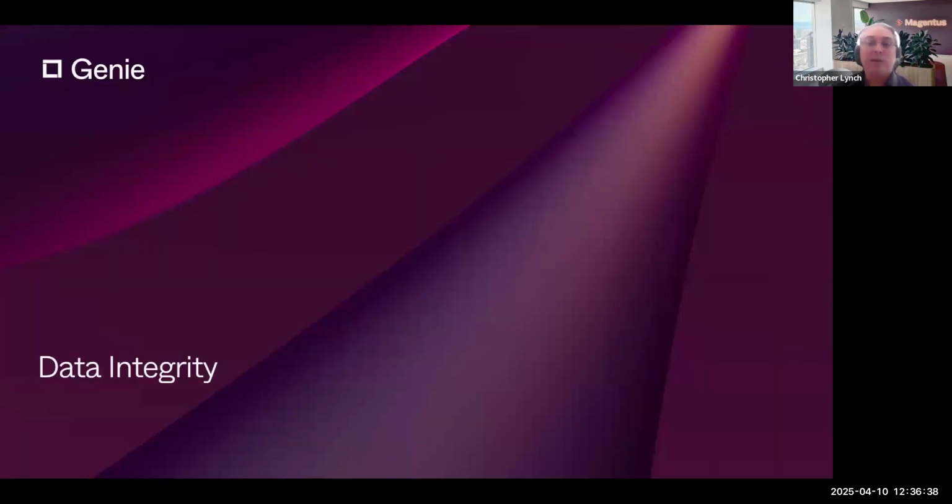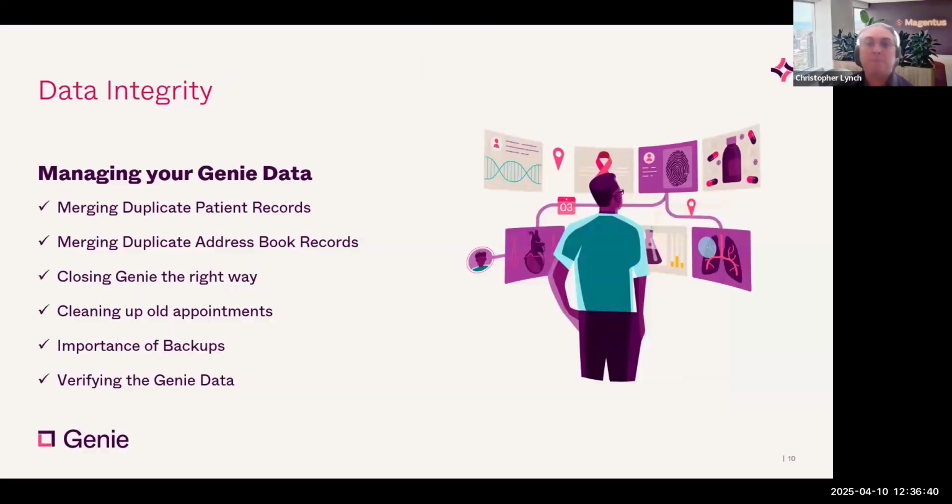The next topic we'll look at is data integrity. There are a few actions that can be taken to improve the integrity of your Genie data. Merging duplicate patient records, cleaning up duplicate address book entries, exiting the Genie program correctly, cleaning out old appointments, ensuring that your Genie database is backed up daily, and verifying your Genie data.